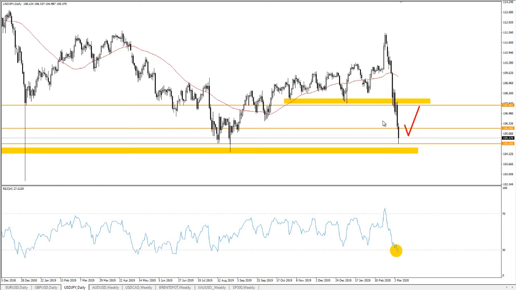It's not to say that we're going to race straight up to 112 again. We do have a decent area of resistance above 107.50. So between 107 and 107.50 would be reasonable targets if we were to get some sort of reasonable bounce.